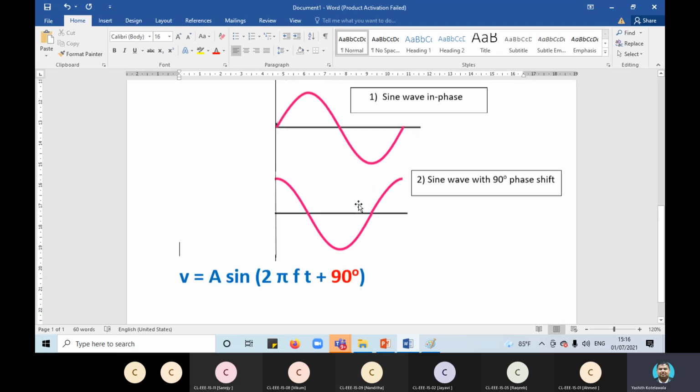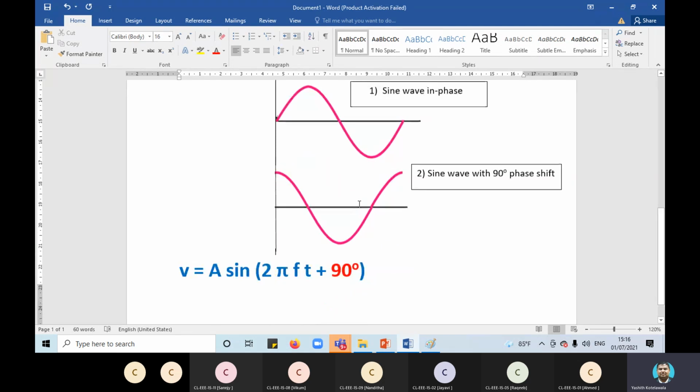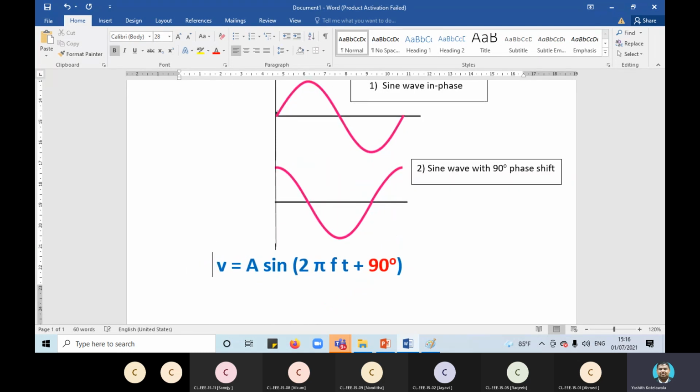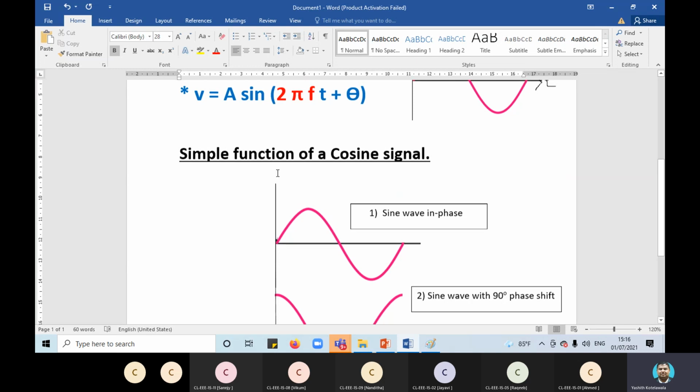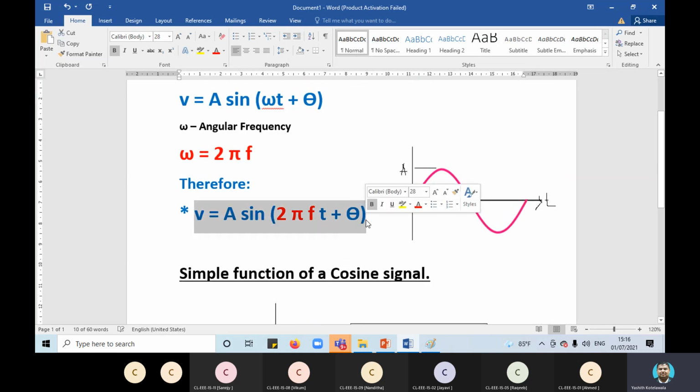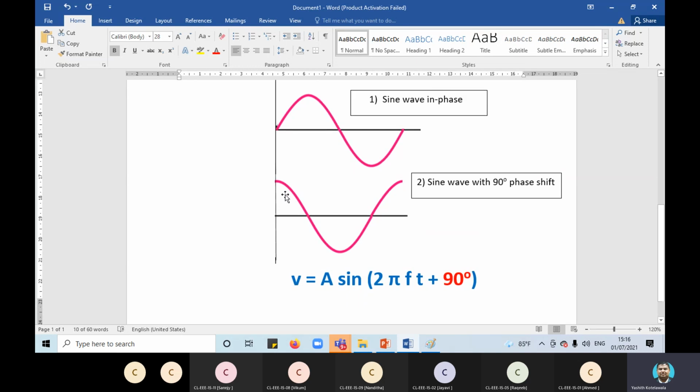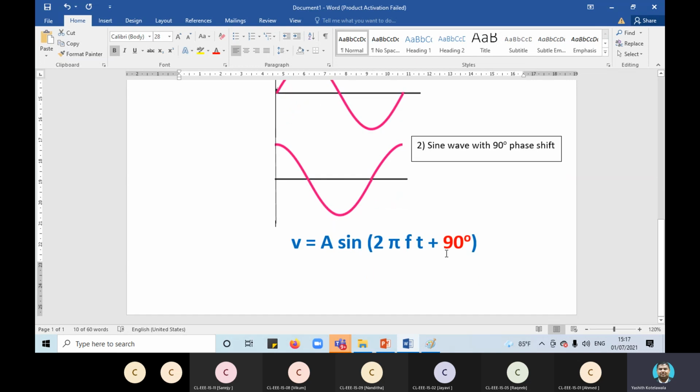Okay, plus 90. That is what happens. Hope it is clear. So if you try to write the equation for representation number 2, the first representation is just a pure sine signal in phase, so this is the equation. But the second one has a modification, a phase modification, a 90 degrees phase shift. So to represent that in a mathematical sentence, we change the theta value to 90 degrees. Okay, theta will become 90.